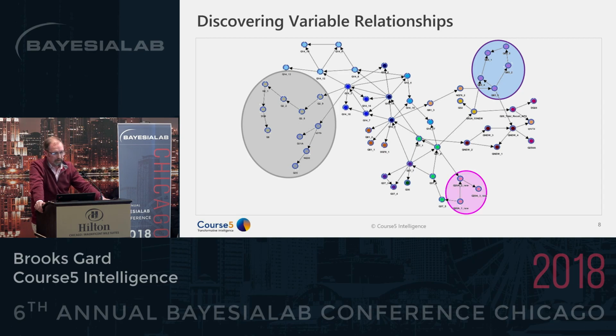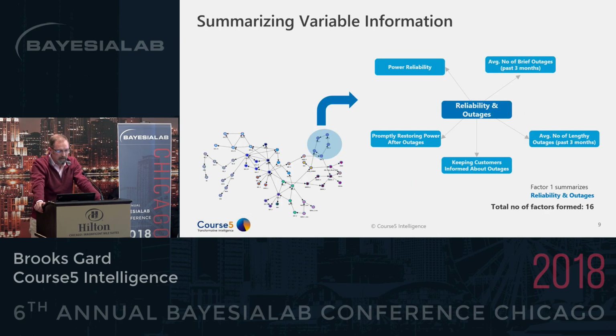Okay, so if we just look at one of those, this was our reliability and outages factor. And again, as I mentioned, you can see that this cluster of variables are very much related: power reliability, average number of brief outages, average number of long outages, keeping customers informed, et cetera. So those are all tied together, and it made a lot of sense to the client.